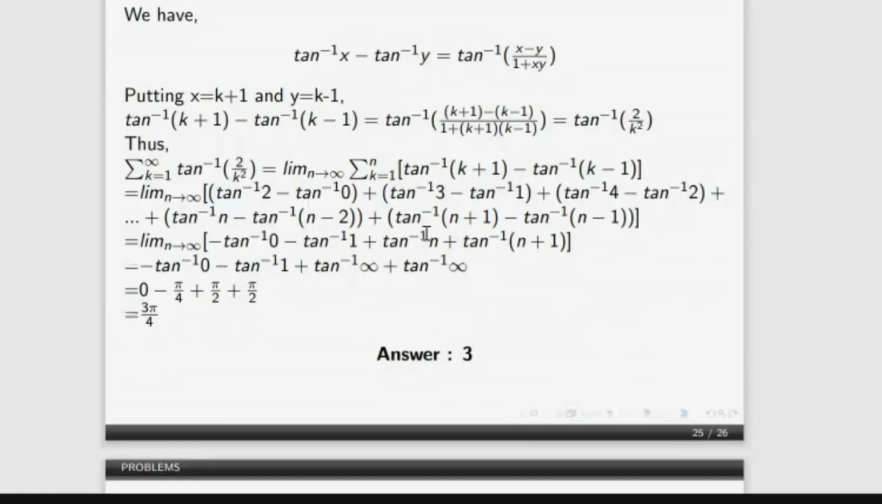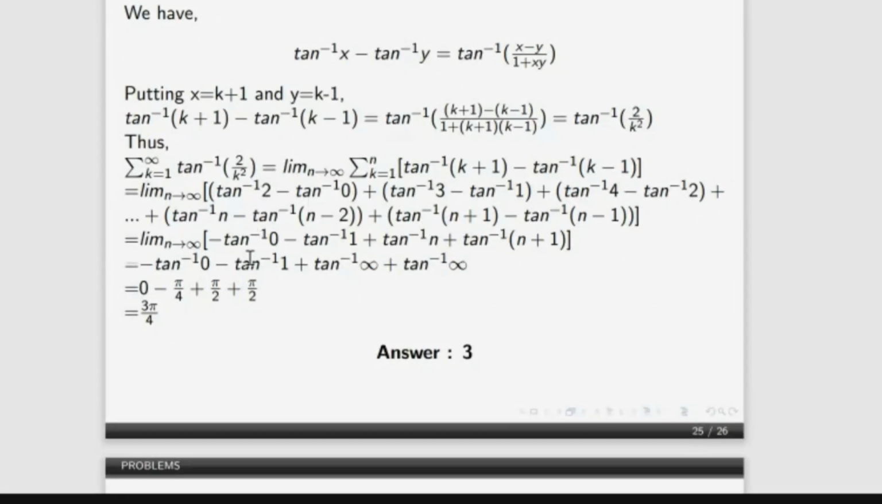And what we get is limit n tends to infinity of minus tan inverse 0 minus tan inverse 1 plus tan inverse n plus tan inverse n plus 1. So upon applying the limit, we get minus tan inverse 0 minus tan inverse 1 plus tan inverse infinity plus tan inverse infinity. So from the usual way of taking values for tan inverse, we get it as 0 minus pi by 4.